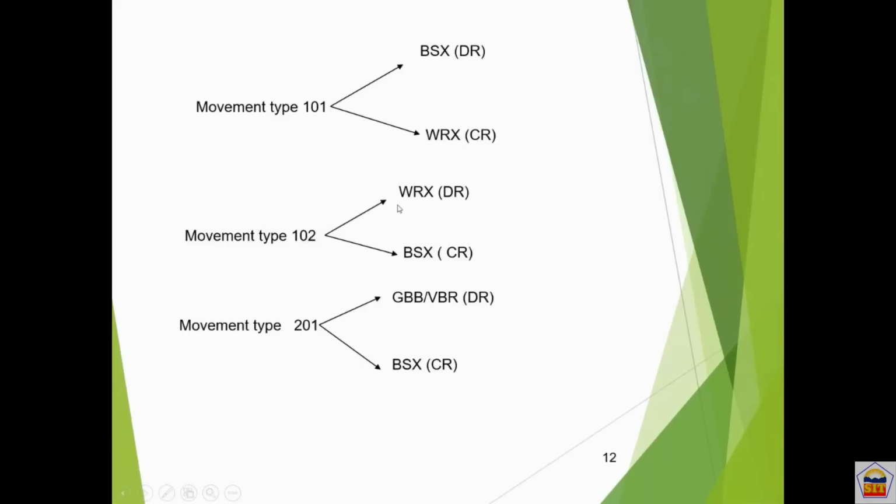And if we do the reversal, then GRIR clearing account will be debited and inventory will be credited, inventory will be reduced. Then here it is saying that this is the example 201 we have for the production. So in this case, product consumption account will be debited and inventory will be reduced.